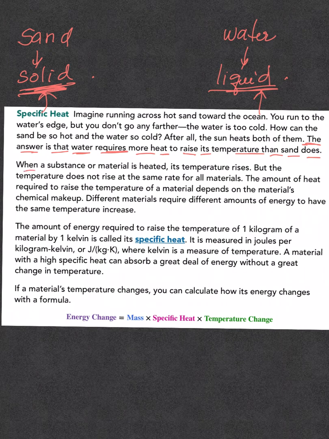Okay. When a substance or material is heated, its temperature rises. And you know that. When a substance is heated, you are increasing the kinetic energy of the particles. Consequently, the temperature is going to rise because temperature is the average kinetic energy of the particles. But the temperature doesn't rise at the same rate for all materials. You have the sample of the water and the sun. The amount of heat required to raise the temperature of materials depends on the material's makeup.